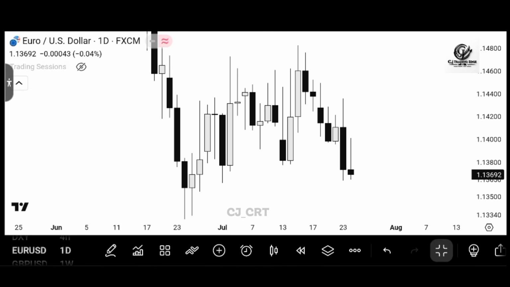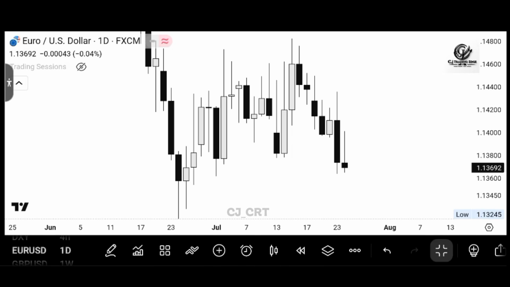A range in the charts is the generation of interest on both the buy side and the sell side, which means, in this case, breakout traders are looking to buy the breakouts, while breakdown traders are looking to sell the breakdowns. Now, this is Euro USD.